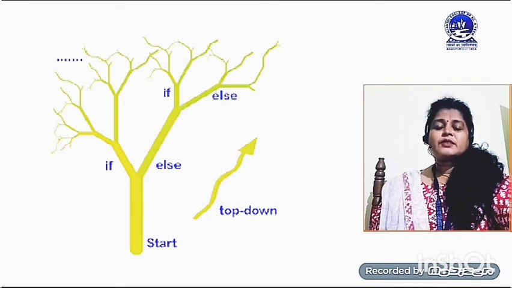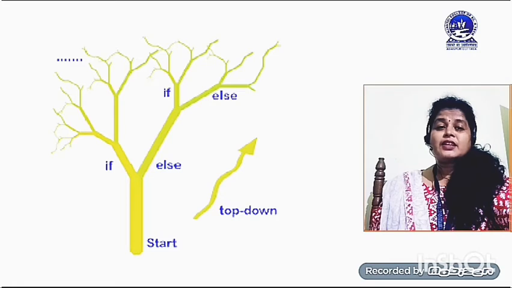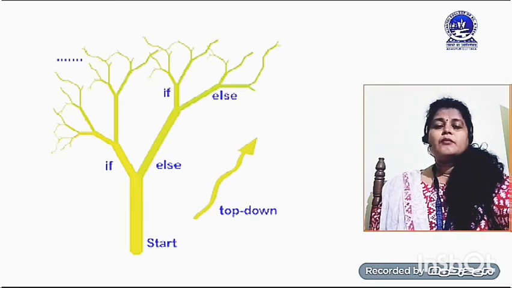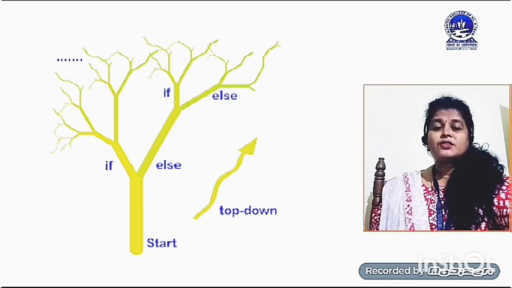It starts from the start symbol, meaning the input string, and gradually goes on by implementing a number of if-else conditions, by implementing the different production rules. Gradually it grows towards the leaves, which are all terminals.